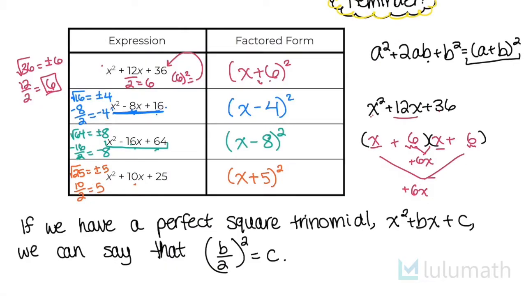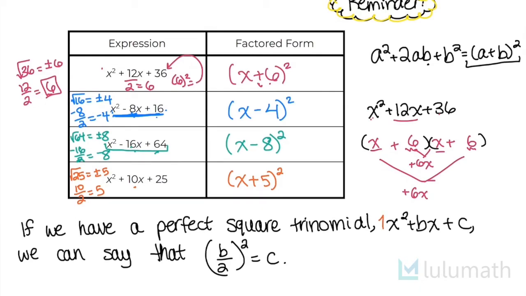So if we have a perfect square trinomial of the form x squared plus bx plus c, notice that this has a leading coefficient of 1. We can say that this b divided by 2, once I square that, will always equal the c value that we have here.